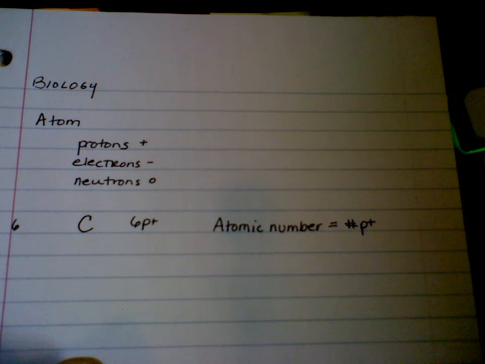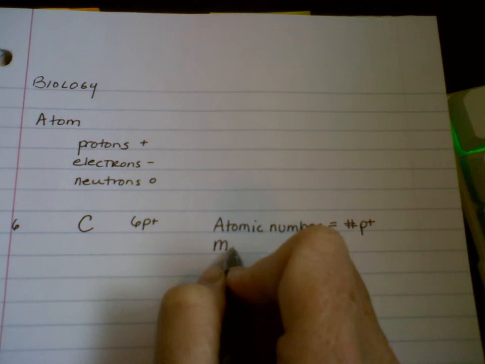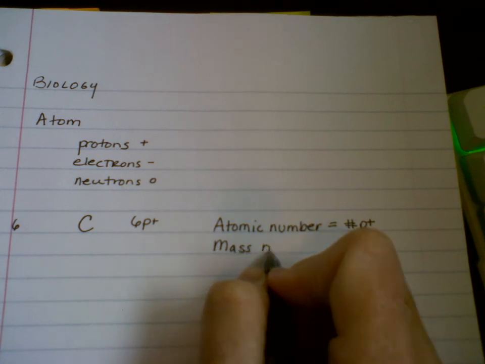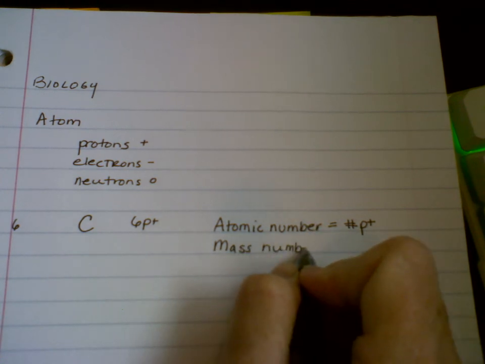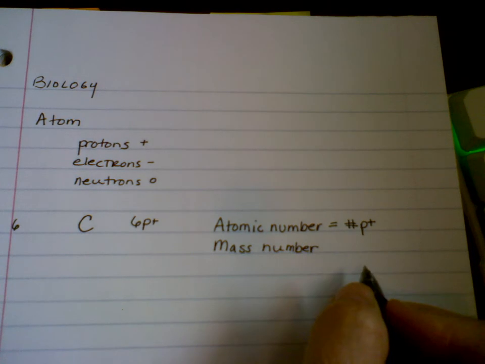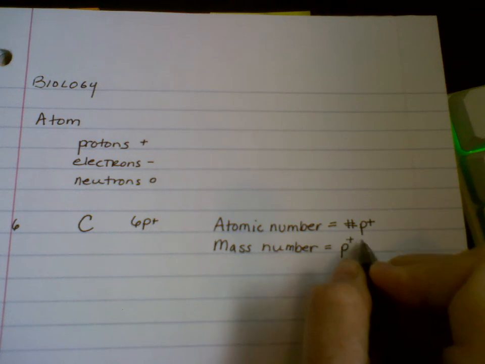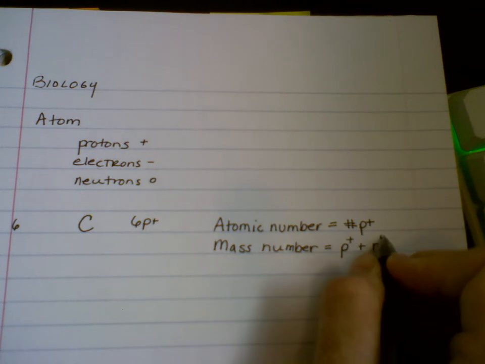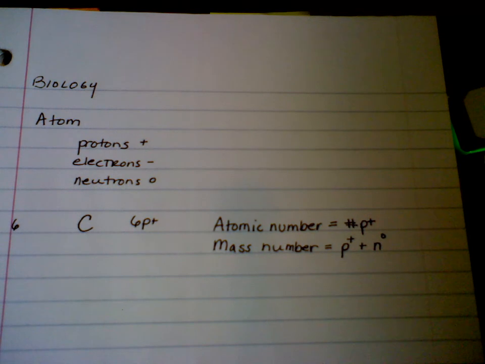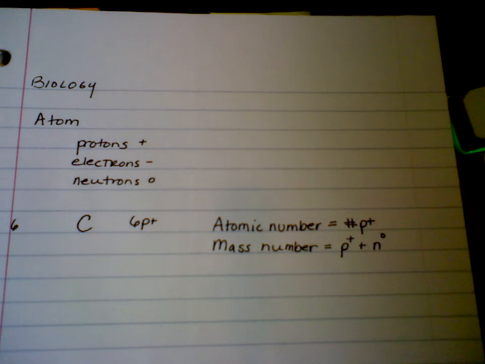Another number we talk about is something called mass number. The mass number, this is pretty much how much the little atom weighs, is equal to the number of protons plus the number of neutrons. Protons and neutrons are quite heavy, and electrons are almost without mass. They're almost massless. They're very, very small, very light. So we don't add up the electrons when we determine the mass number. We only look at protons and neutrons.